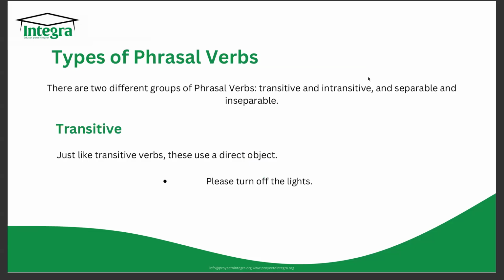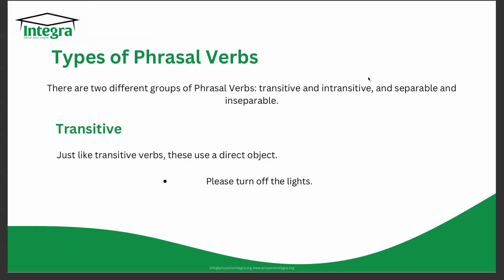So these phrasal verbs, they are categorized into two different groups. So we have several types. The types are, as I said, into different groups. And each group has two different types. So we have the first group, which is the transitive and intransitive. And then we have the second group that has separable and inseparable. So let's see the first group first, transitive and intransitive.